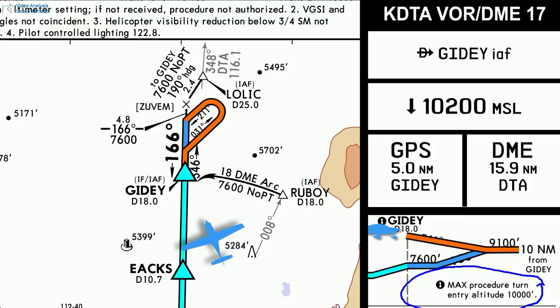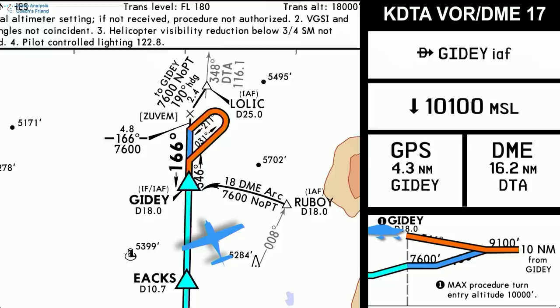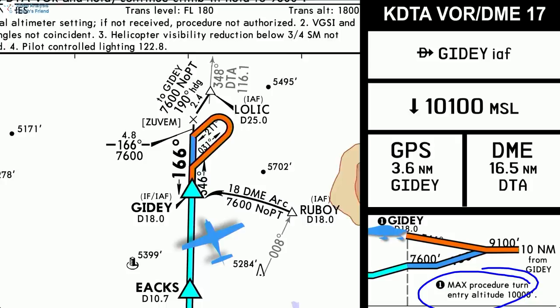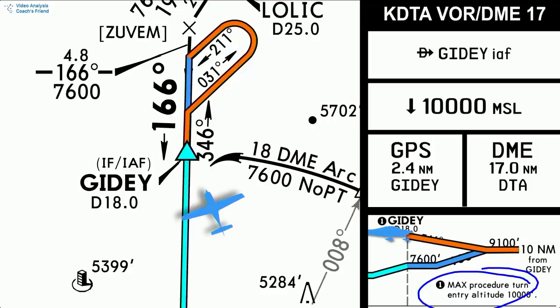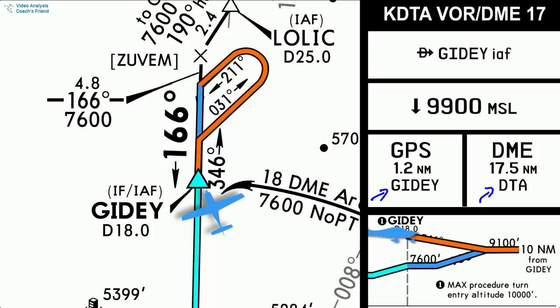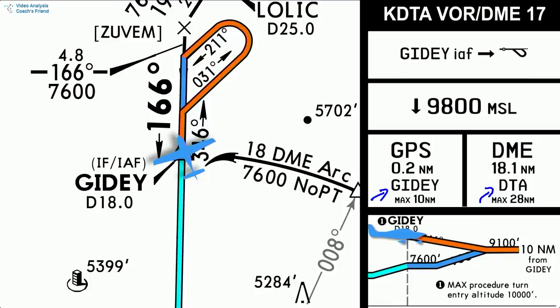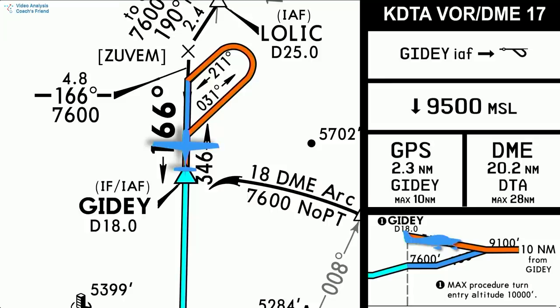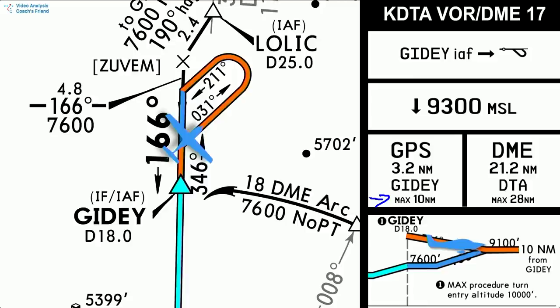So we go in, you can see we're already descending down to make this 10,000 feet crossing restriction here. And as we come into Giddy, you'll notice that our GPS is measuring distance from Giddy, as expected. But if we have DME, it's measuring from DTA. And as we cross DTA, you're going to see that go up to 18. And this is where things can get a little bit confusing and tricky. And that is, you'll notice if you're using RNAV, you don't want to go out further than 10 miles. If you're using DME, no more than 28, because we have to add 10 to that 18.